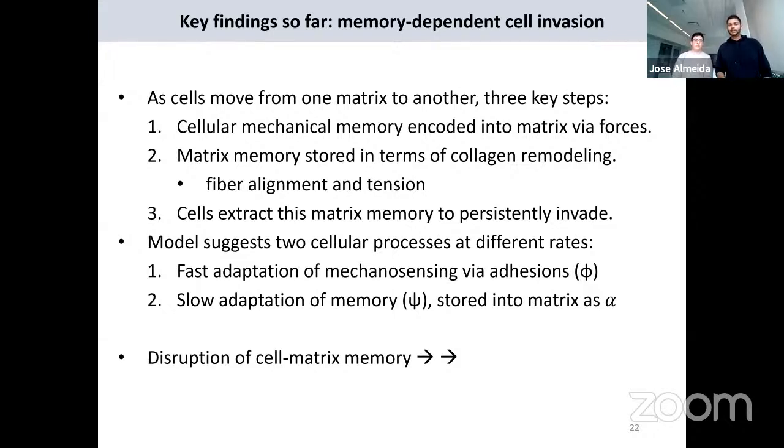The model also suggests these two cellular processes, phi and psi, occur at different rates. Mechanosensing happens quite fast, which is via adhesions, but the cellular memory psi slowly adapts and gets stored into the matrix as alpha. Next, we wanted to test out a couple of these predictions by disrupting the cell to matrix memory transfer and seeing the invasion phenotypes.